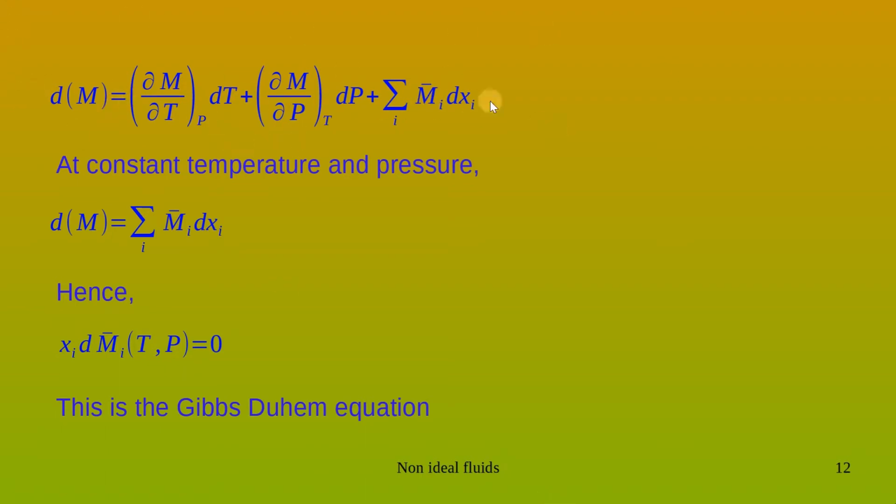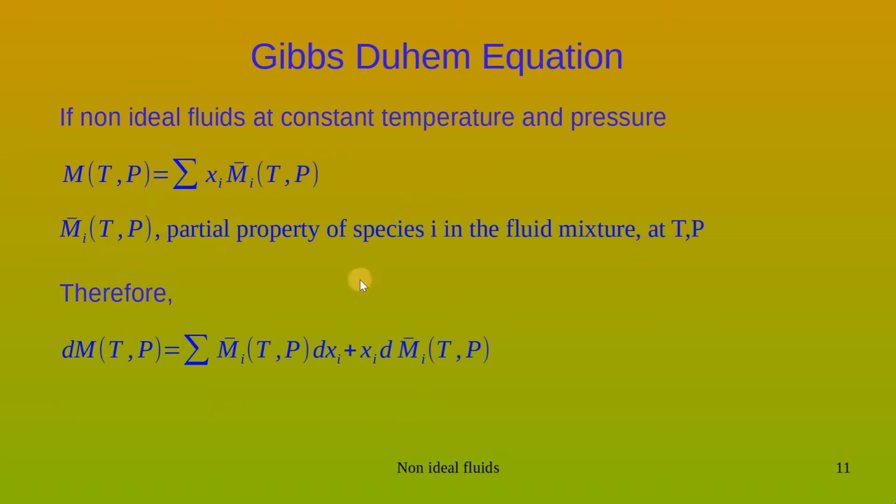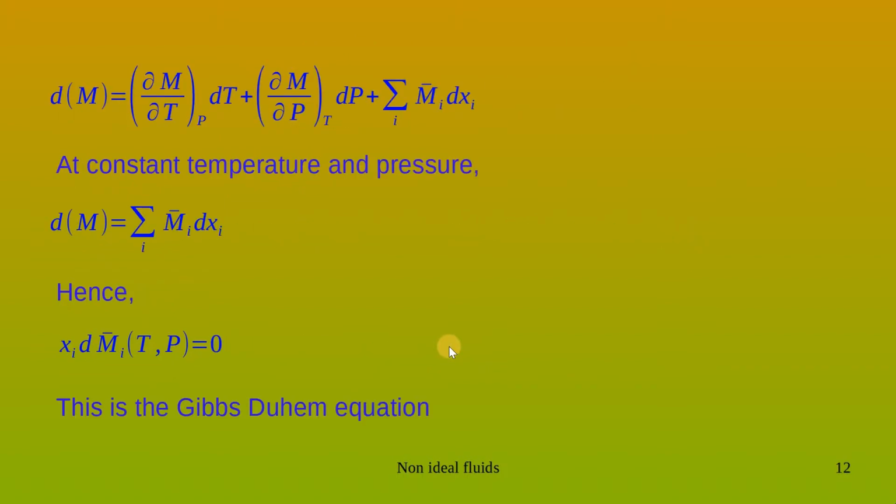Now in this equation, if we apply the condition of constant temperature and pressure, we get dM is equal to the summation of Mi bar dxi. Hence, with this equation and the previous equation, note this equation, we add this equation to this equation and we get the summation of xi dMi bar is equal to 0. Now this is known as the Gibbs Duhem equation. This has a lot of application in solution thermodynamics.